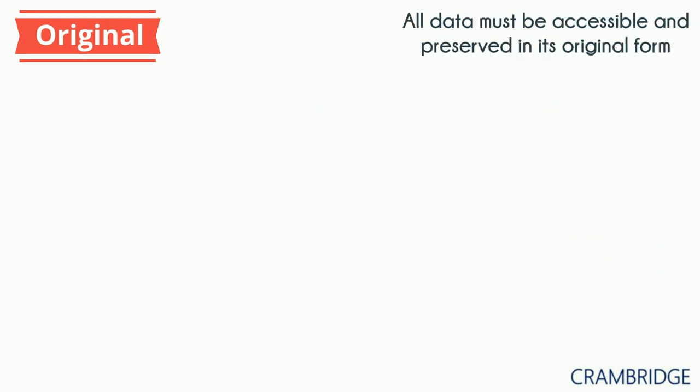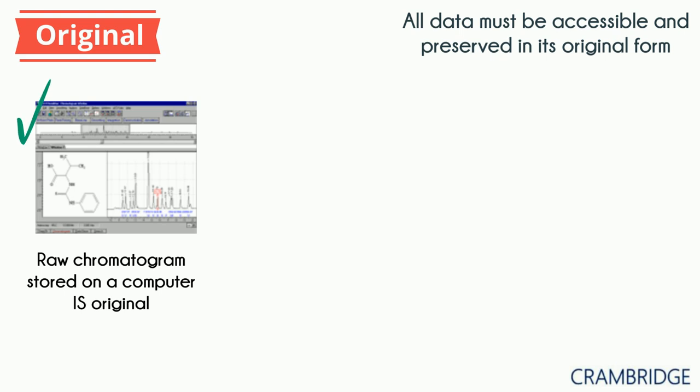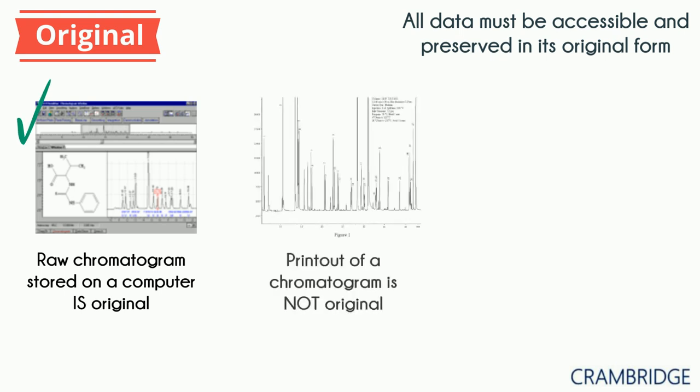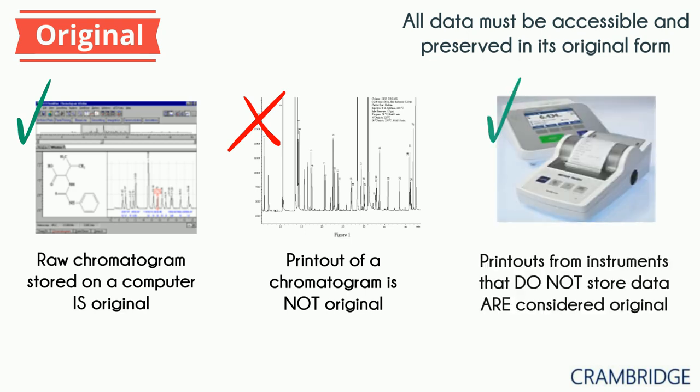A raw chromatogram stored on a computer is original, but a printout of the chromatogram cannot be considered original as it may have been processed before being printed. However, a printed output obtained directly from an equipment that does not store data, such as a weighing balance or a pH meter, would be considered original data.